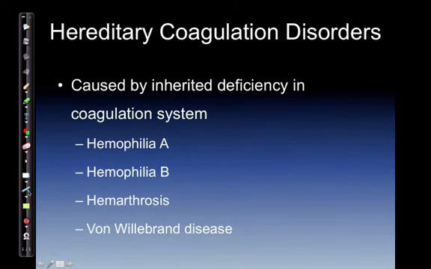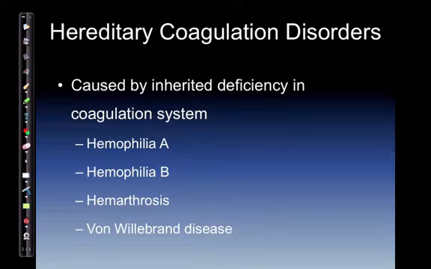Hereditary coagulation disorders. They're caused by inherited deficiency in the coagulation system. Hemophilia A affects approximately 1 in 10,000 males and is a deficiency in factor 8. Hemophilia B, inherited deficiency in factor 9, much more rare than hemophilia A. Hemarthrosis, bleeding into larger joints.